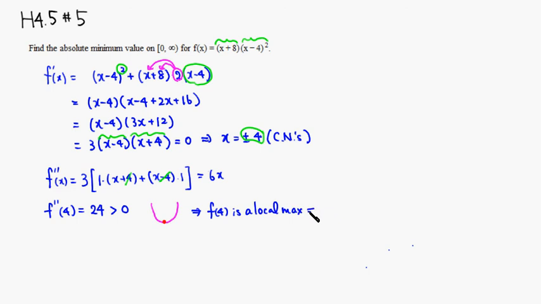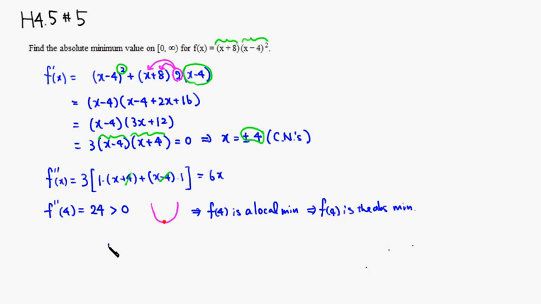So this actually indicates that f of c, f of 4, sorry, is the absolute maximum. Right? So, sorry, I said that wrong. Absolute minimum. Sorry about that. The minimum there. So we're looking for the absolute minimum, so f of 4.